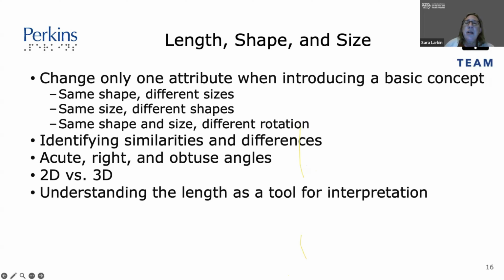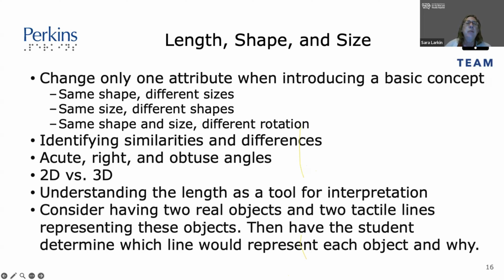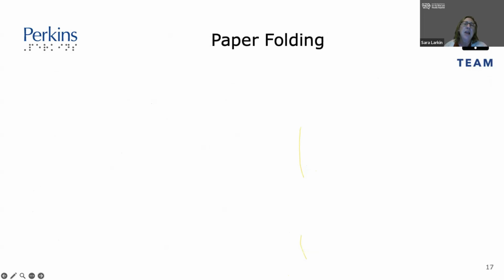Understanding the length as a tool, how can I use my fingers to compare lengths? Maybe the width, this is 2 finger widths or 3 finger widths long, to compare that length. Consider having real objects and then tactile lines representing those objects, and having a discussion about which tactile line would represent which object based on its length or height. And of course, asking the question about why. Be sure not to end with just a yes/no question. Use those open-ended questions and get them using the vocabulary as they're exploring.